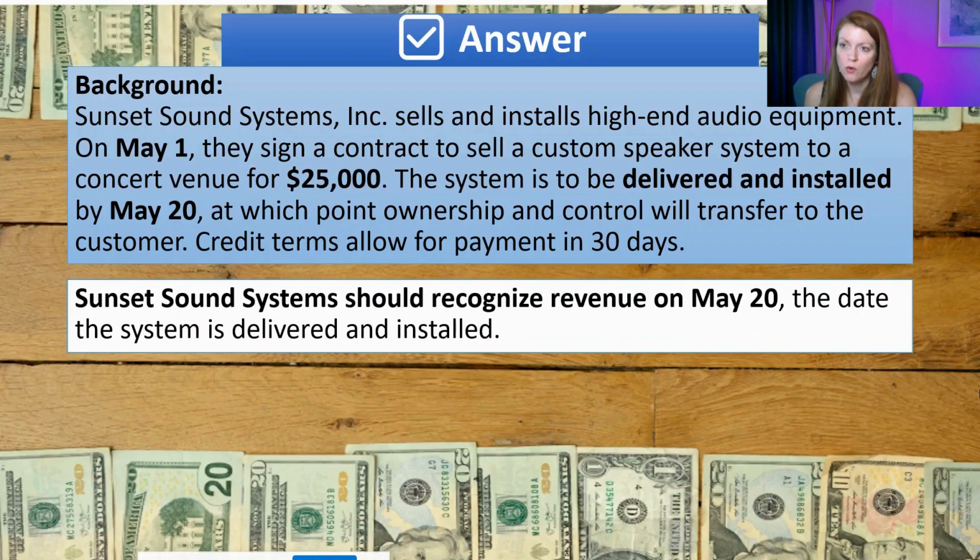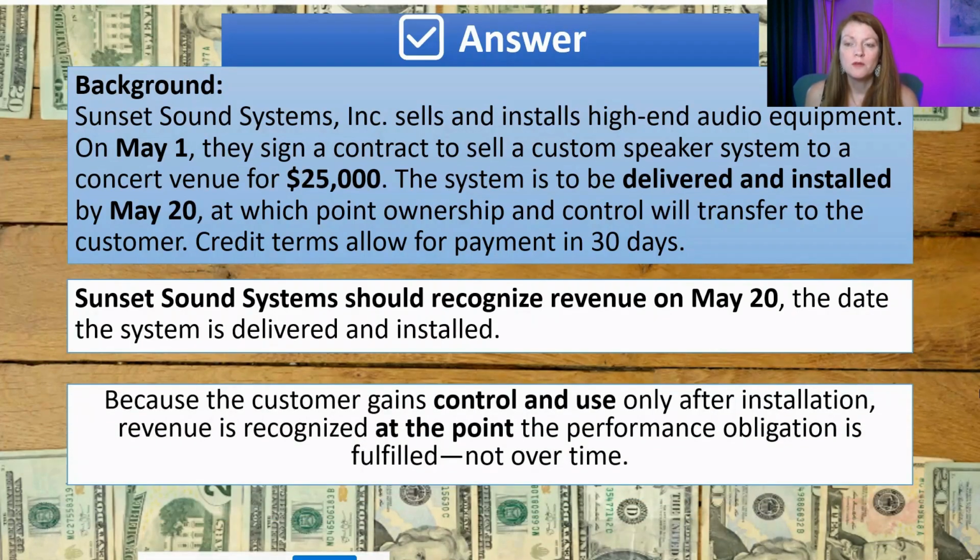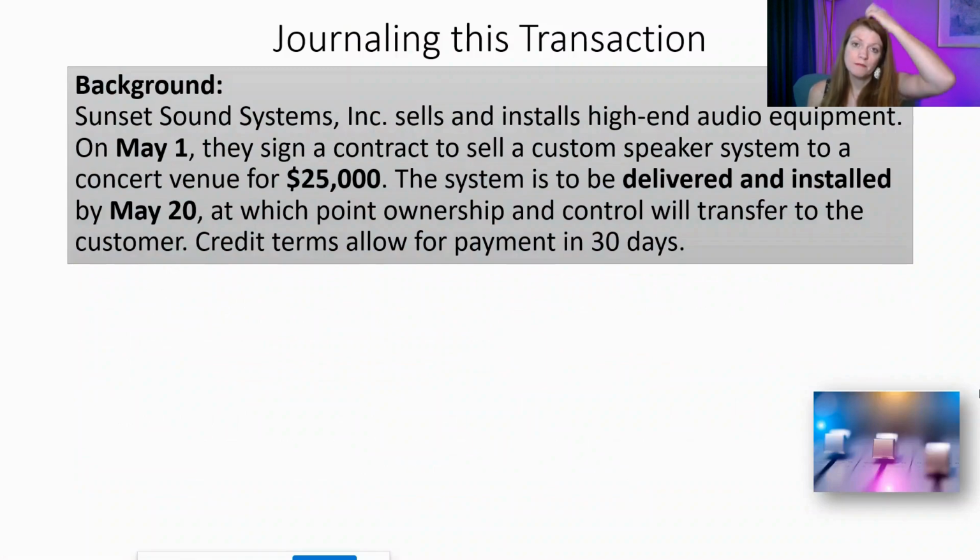So we wouldn't actually have to record anything on May 1st as far as financially in the accounting records. So we would wait until May 20th. They gain control and use only after that installation. So that's when revenue is recognized, at that point in time. And it's not over time because it all happened at once.